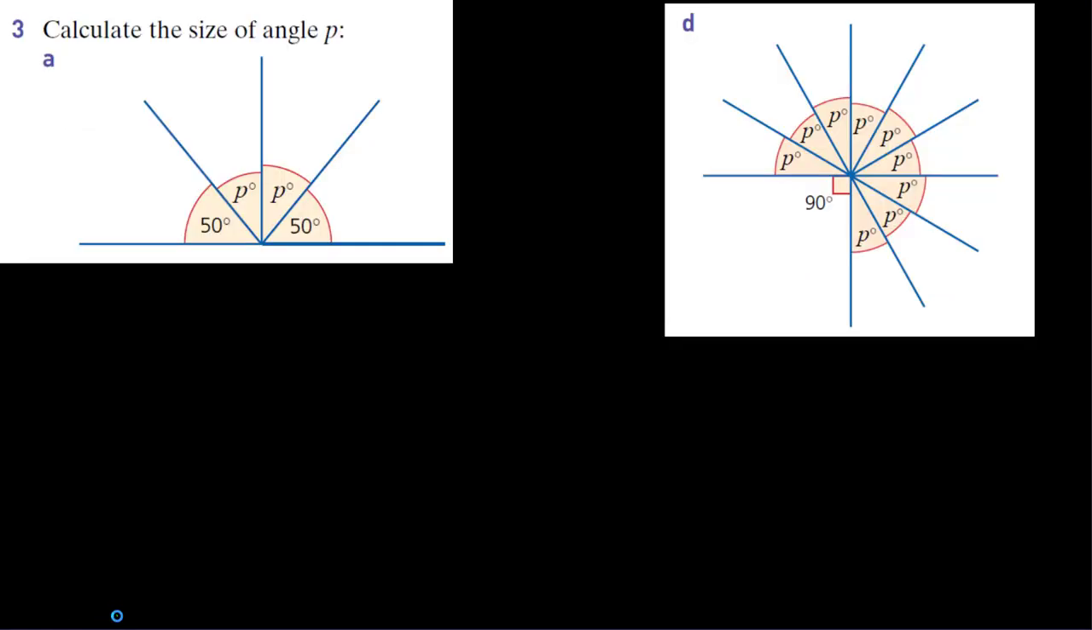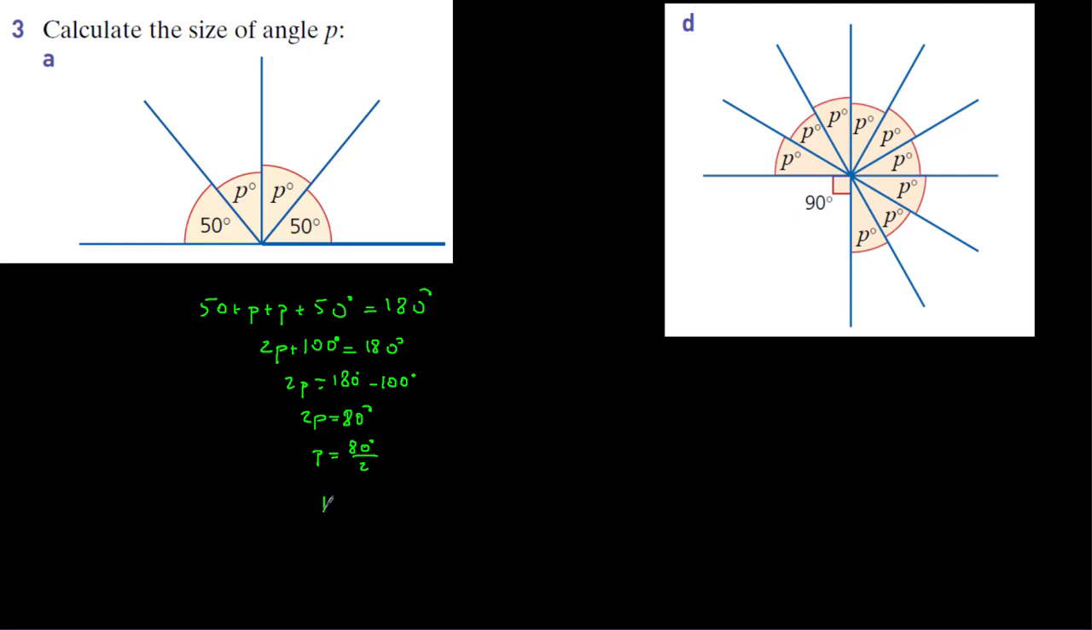Okay, we are going to continue with two unknowns, but they are equal to each other, which means that 50 plus p plus p is half rotation, which means 180 degrees. So 2p plus 100 degrees is equal to 180 degrees. 2p is equal to 180 minus 100 degrees. 2p is equal to 80 degrees. P is equal to 80 over 2, which is equal to 40 degrees.